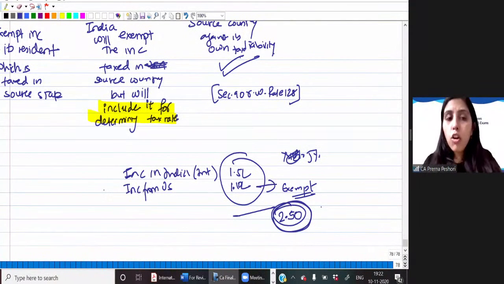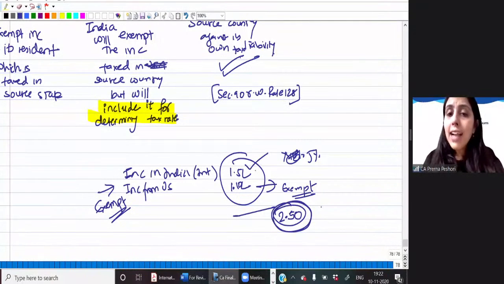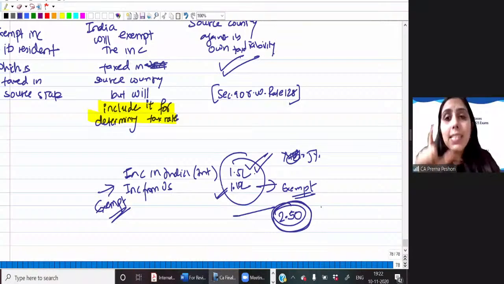So this will not be taxed in India. This will be exempt under the exemption with progression method. But for determining the tax rate on this 1.5 lakh, I will take into consideration 1.10 lakh. Though I will exempt 1.10 lakh, for determining the tax rate on 1.5 lakh, under which slab I am falling, I will take into consideration both of these, and this will be 2.65 lakh, which is crossing the 2.50 lakh income tax slab which we have, and therefore on 1.5 lakh, 5% tax will be payable.